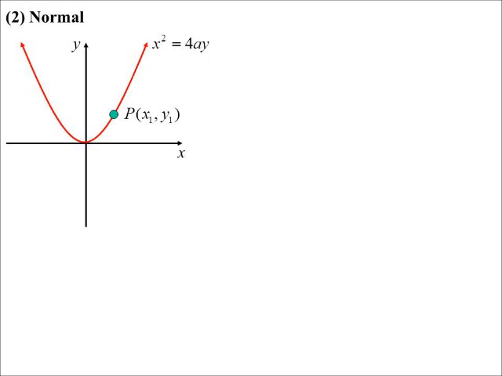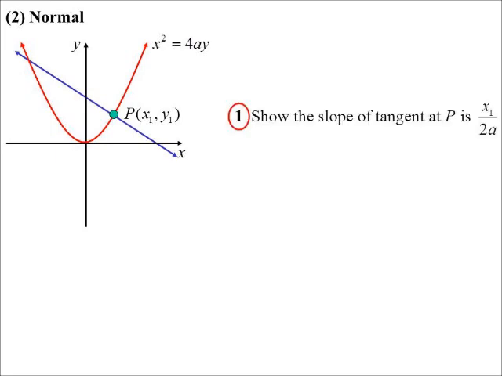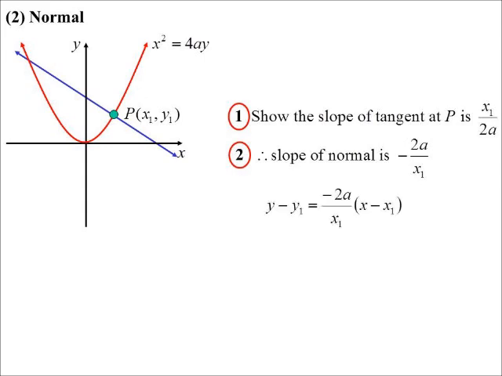So there's our random point. This time we're finding the normal. So the slope of the tangent was x1 on 2a. So the normal will be minus 2a on x1. Put that into the point slope formula. x1y minus x1y1 is minus 2ax plus 2ax1.